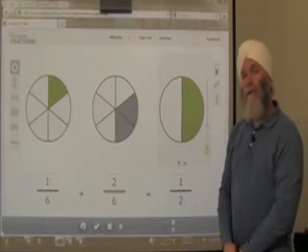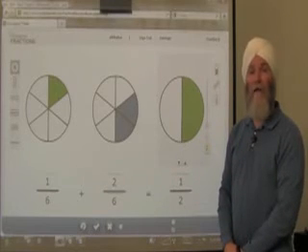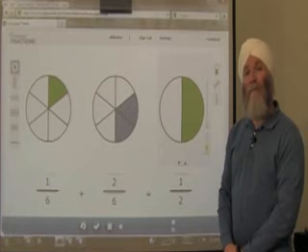And that's a way that I could lead a 5 to 15 minute lesson in adding fractions with common denominators.